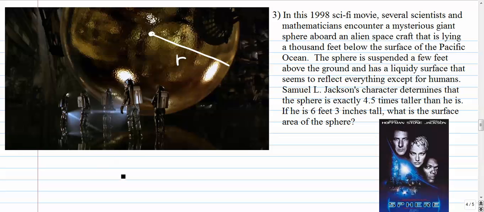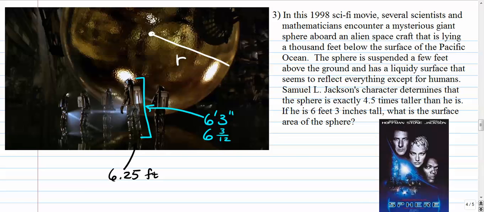If this is the man that we're referring to here, and he is 6 feet 3 inches, we need to convert that into just feet, or just inches. Let's stick with feet. So if it's 3 inches, it's 6 and then 3 over 12, which is 6.25. So our guy here is 6.25 feet tall.